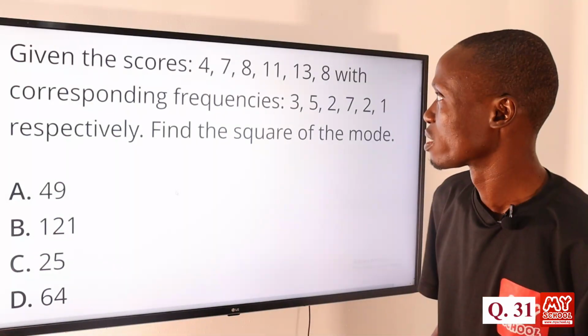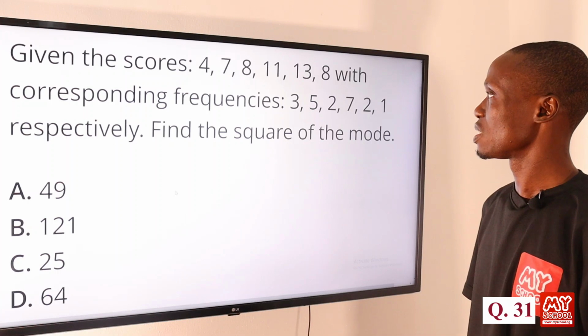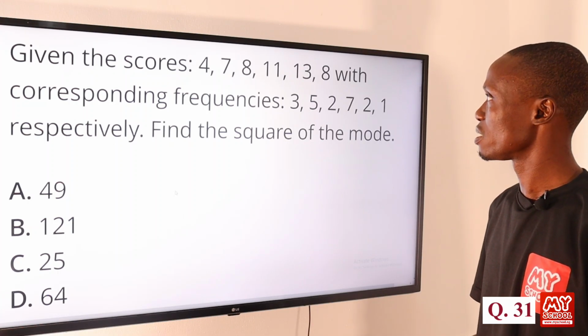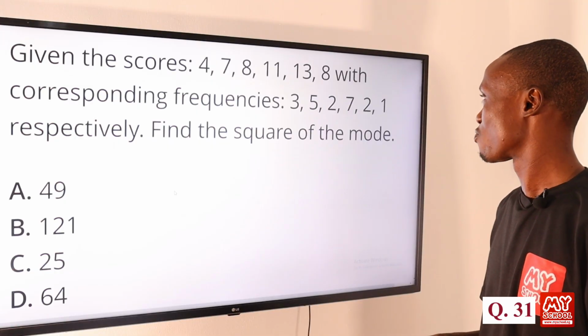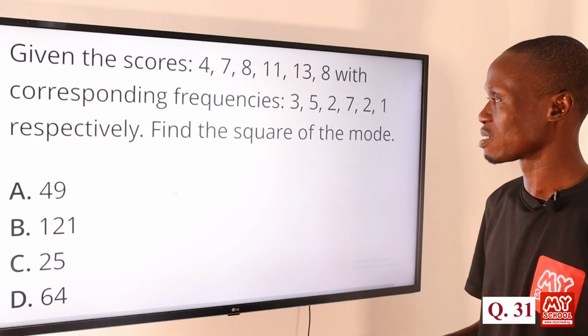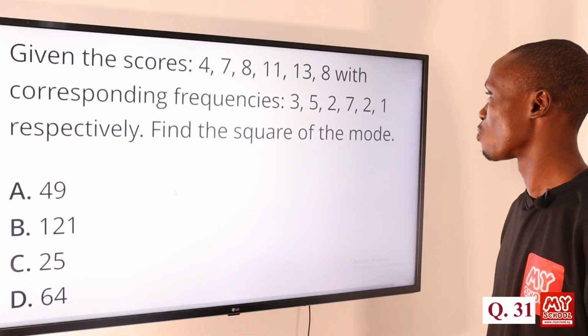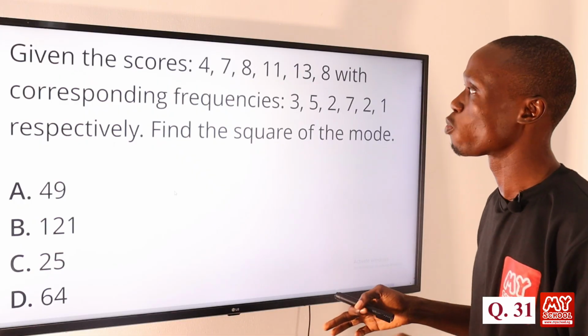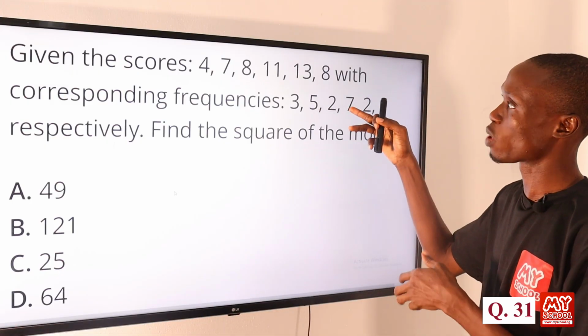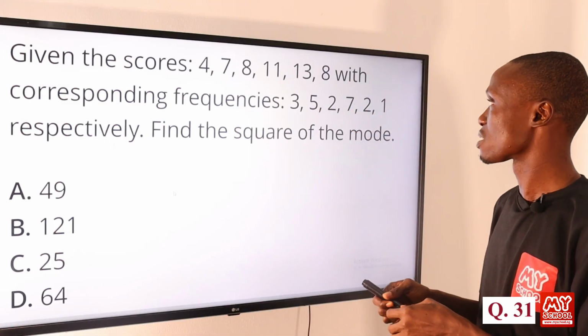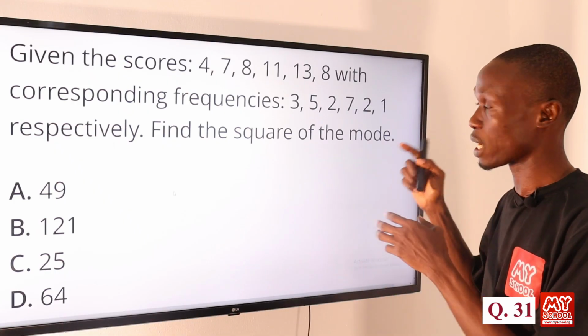Question 31. Given the scores 4, 7, 8, 11, 13, 8 with corresponding frequencies 3, 5, 2, 7, 2, 1 respectively, find the square of the mode. So to get the square of the mode, we have to look at the frequencies. Okay, so the highest frequency, we look at the number that the highest frequency corresponds to, or the score that the highest frequency corresponds with.